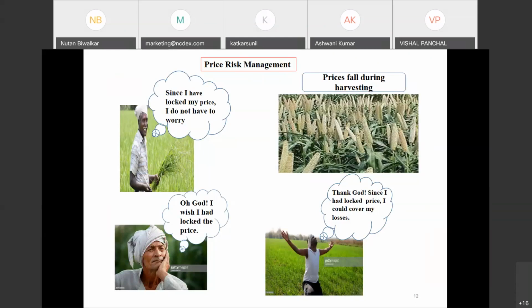How does it happen? I already told you that the futures market is dynamic. It is mirroring the spot market. So when prices are falling in the spot market, futures also fall. When prices are rising in the spot market, futures also start rising. Due to this counterbalancing act, the farmer and exporter save their losses.